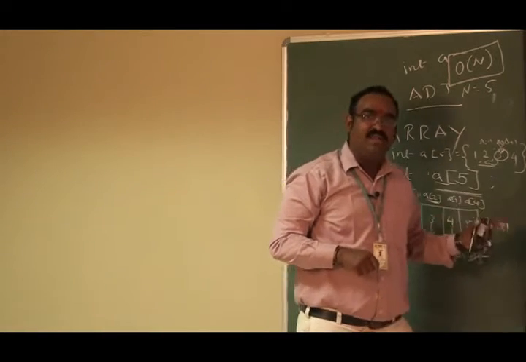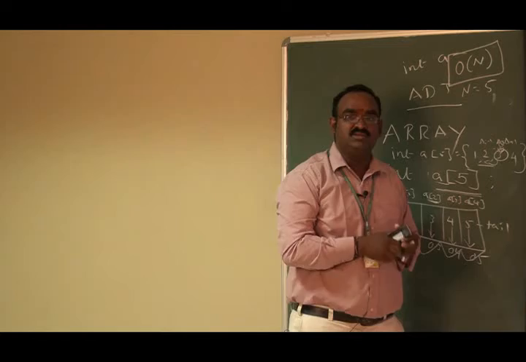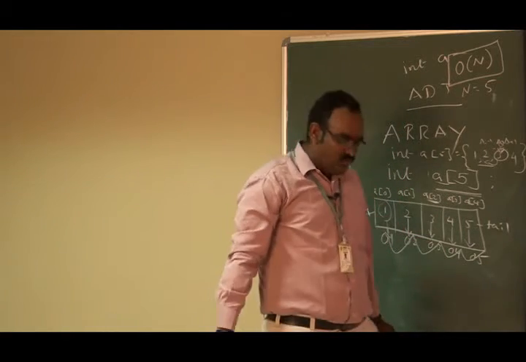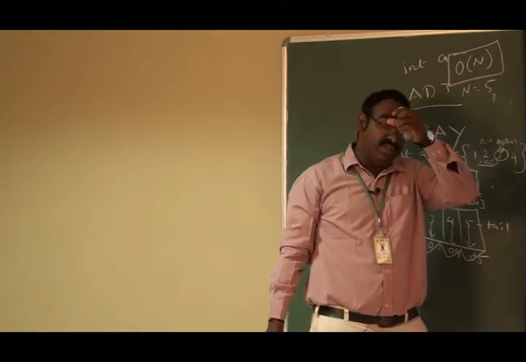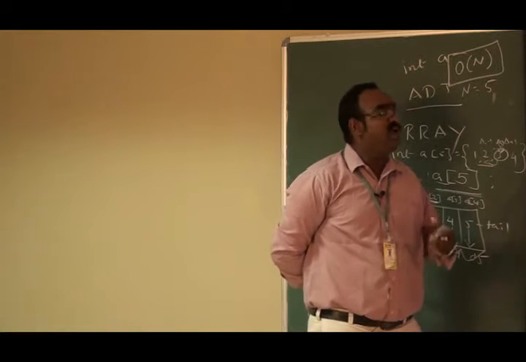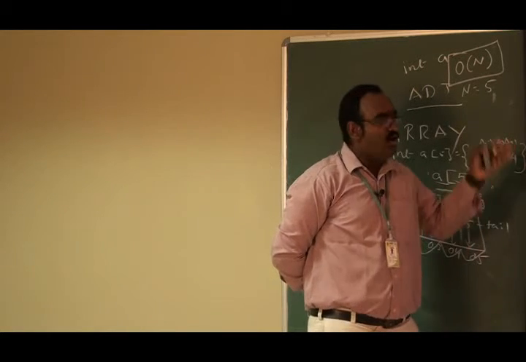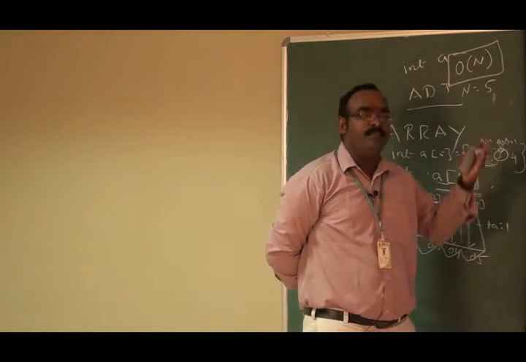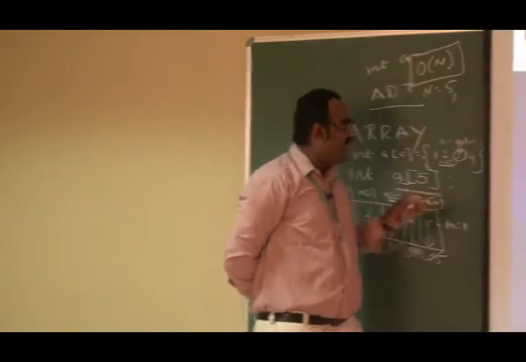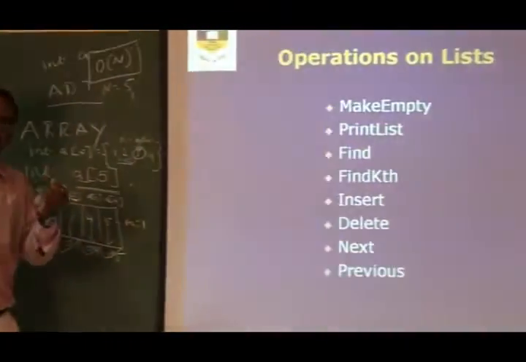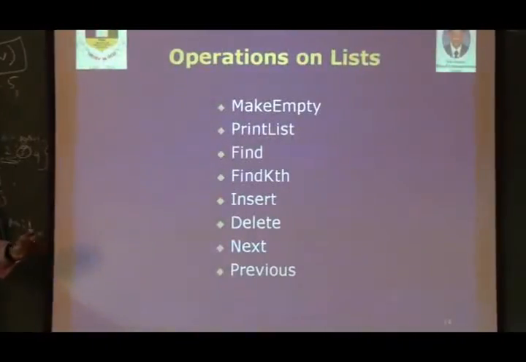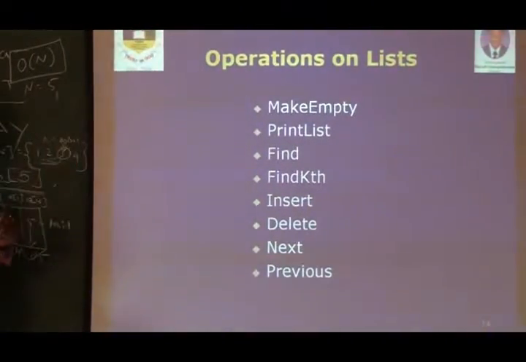So there are disadvantages and difficulties in the list ADT. What operations are performed on the list? We can perform many operations. That's why we call it an ADT. When you want, you can perform a lot of operations. Make empty: a list having 5 elements can be emptied. Within a single operation, you can easily delete all the elements with the help of the make empty operation.